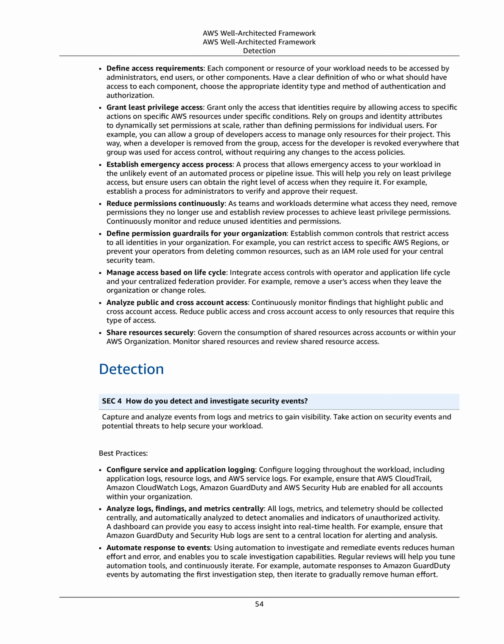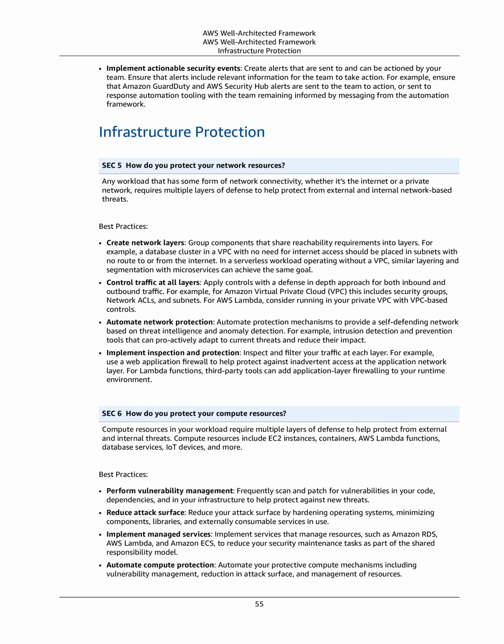Automate response to events. Using automation to investigate and remediate events reduces human effort and error, and enables you to scale investigation capabilities. Regular reviews will help you tune automation tools and continuously iterate. For example, automate responses to Amazon GuardDuty events by automating the first investigation step, then iterate to gradually remove human effort.